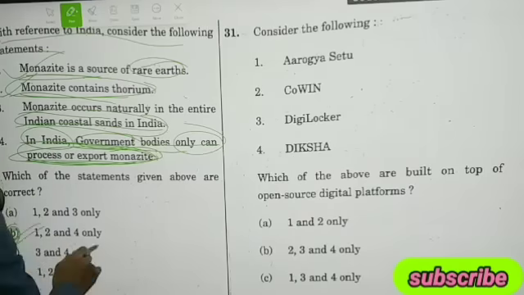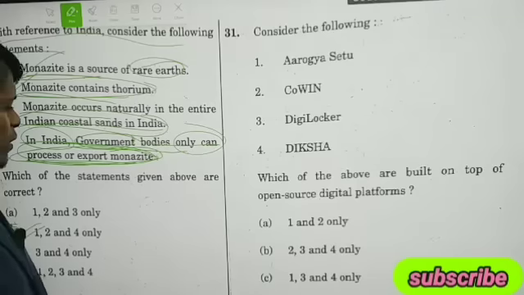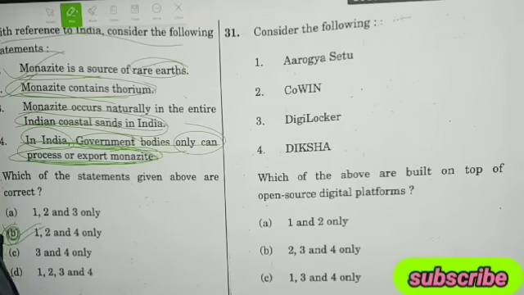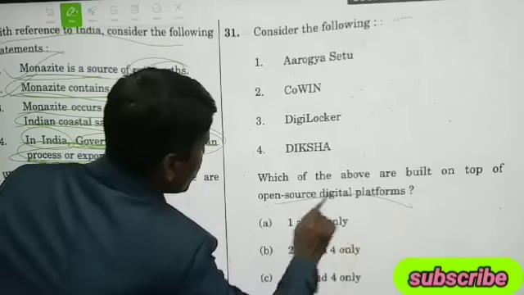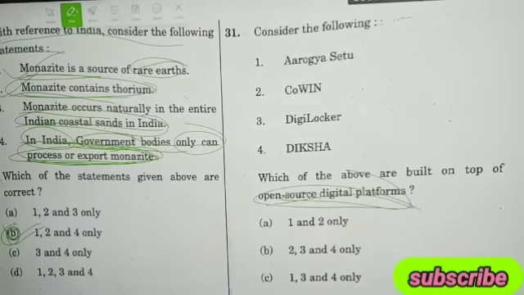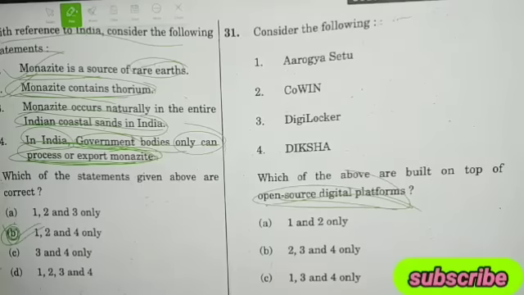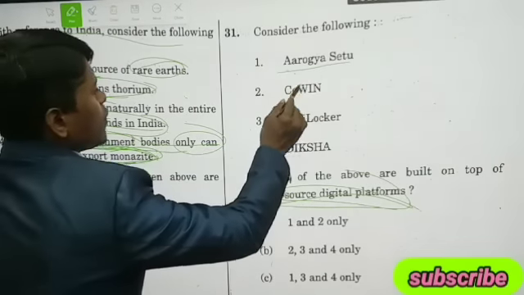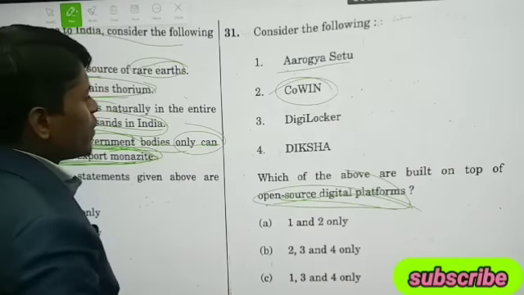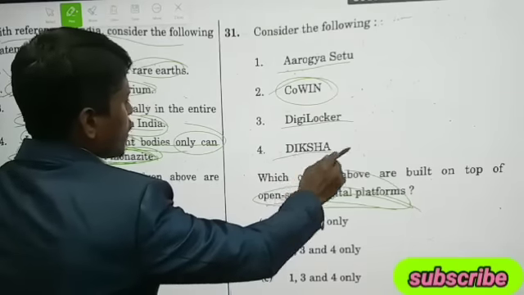Consider the following: Aarogya Setu, CoWIN, DigiLocker. Which of the above are built on top of an open source digital platform? Aarogya Setu, yes. CoWIN, yes. DigiLocker, Diksha.